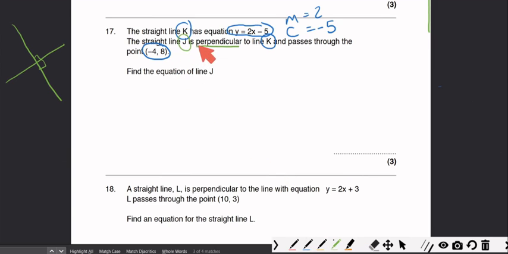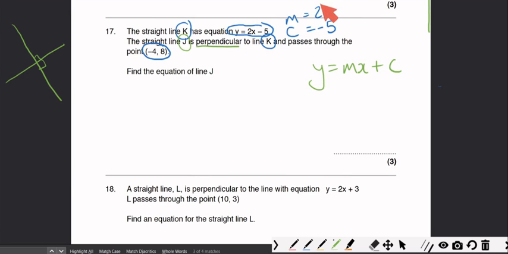We want to find the equation of J. It's a perpendicular line, and we know all such lines have the form y equals mx plus c. Its gradient is not going to be 2. If both these lines were parallel, i.e. same gradient, same steepness, then the value of m would be the same, but it's perpendicular. It's this sort of situation. So how do I find the gradient of a perpendicular line to this one here?